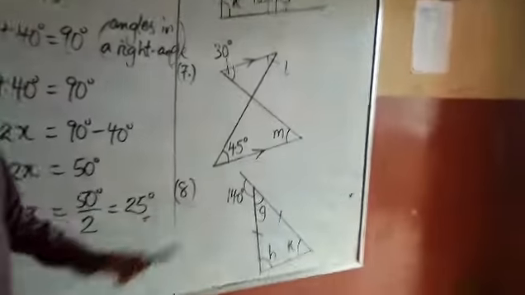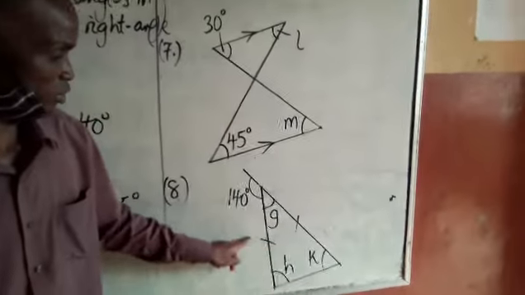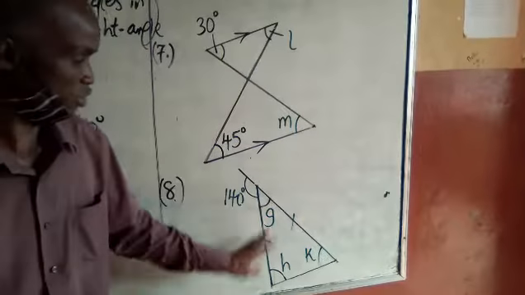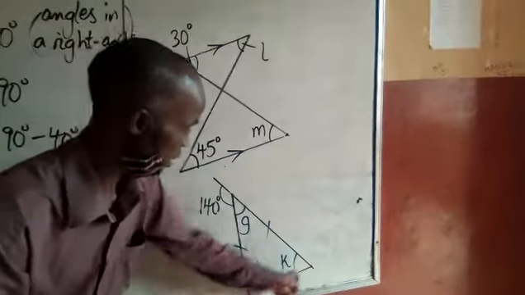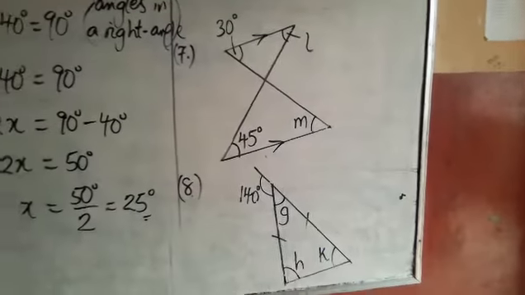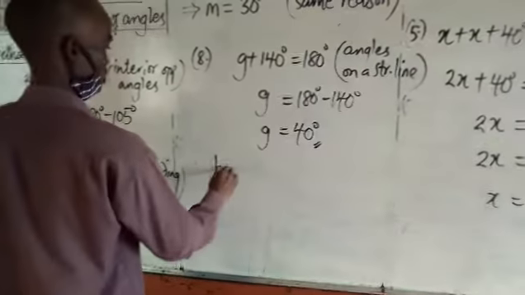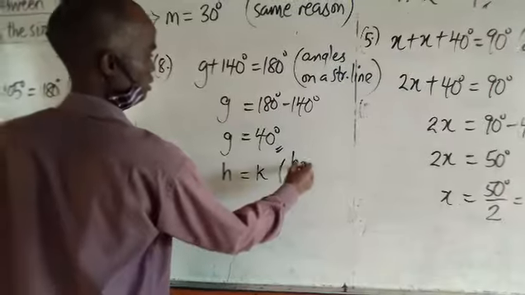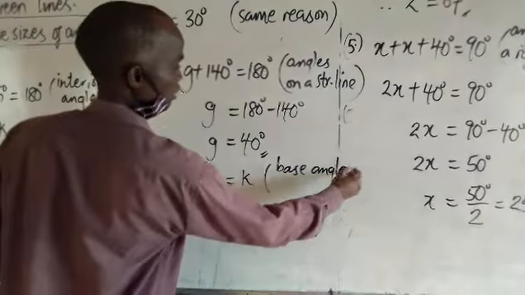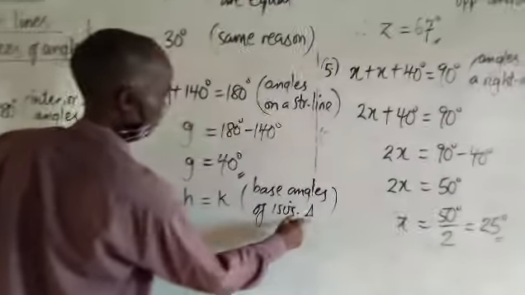Okay? Now, look at this triangle. This triangle is an isosceles triangle. The line on both sides shows that the two sides are equal in length. Okay, this is an isosceles triangle. The base angles are equal in size. Okay, so H is equal to K. Let's write that first. H is equal to K, base angles of isosceles triangle. Okay, are we together?